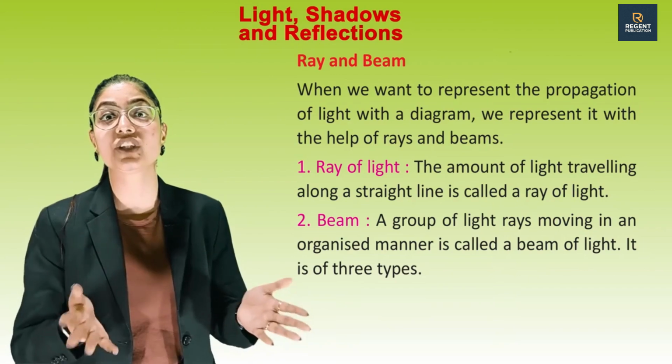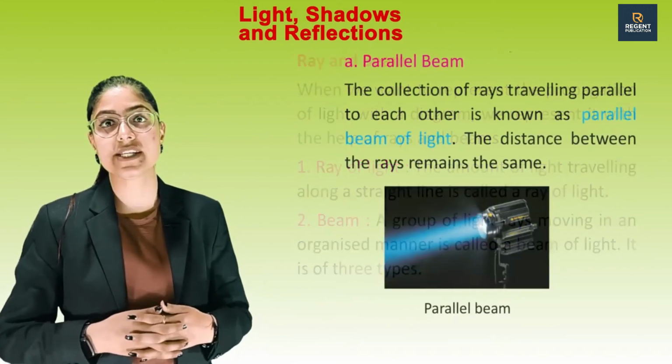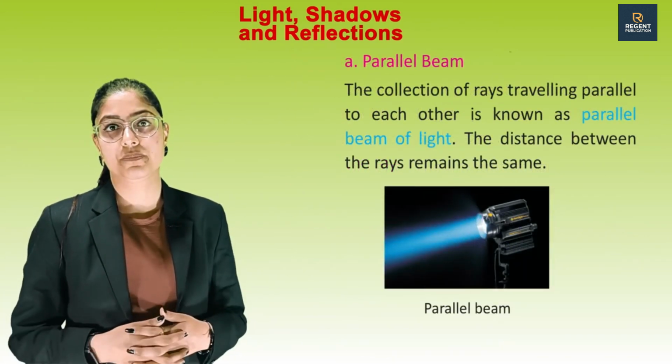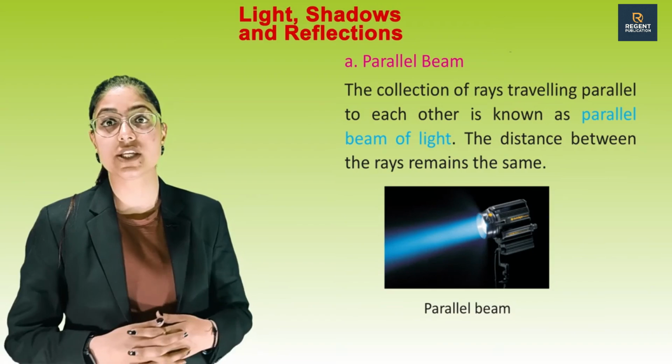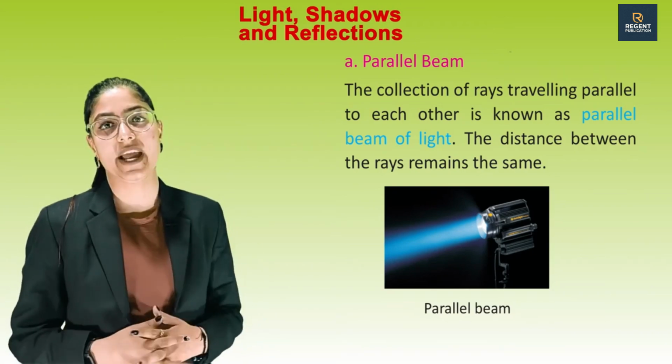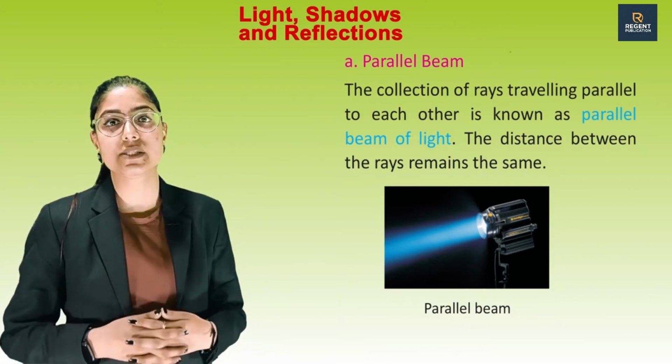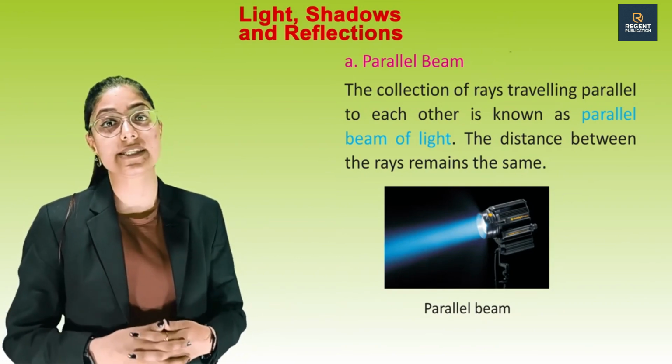It is of three types. A. Parallel beam. The collection of rays traveling parallel to each other is known as a parallel beam of light. The distance between the rays remains the same.